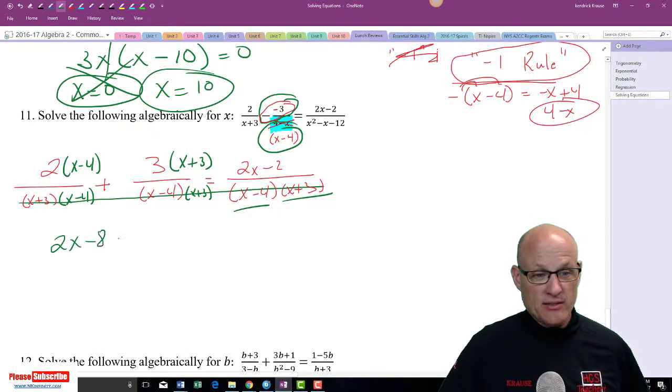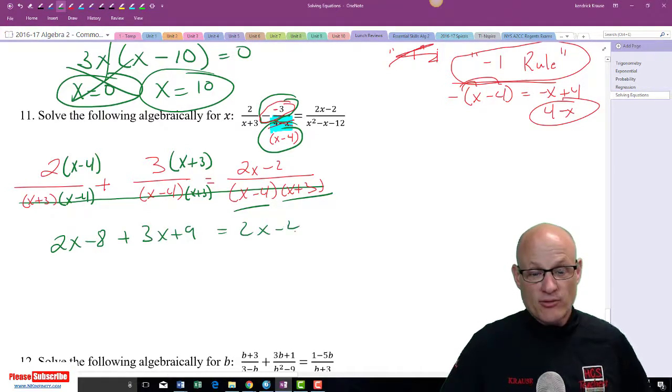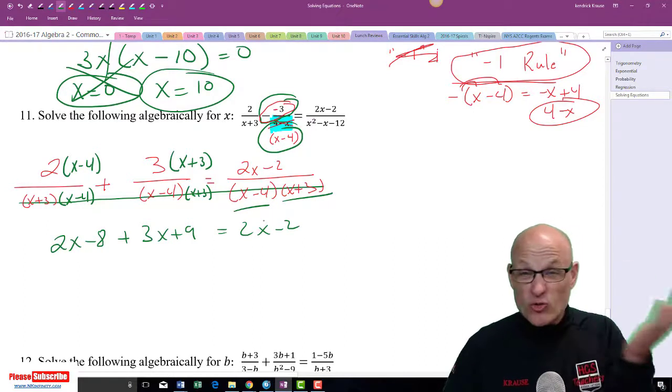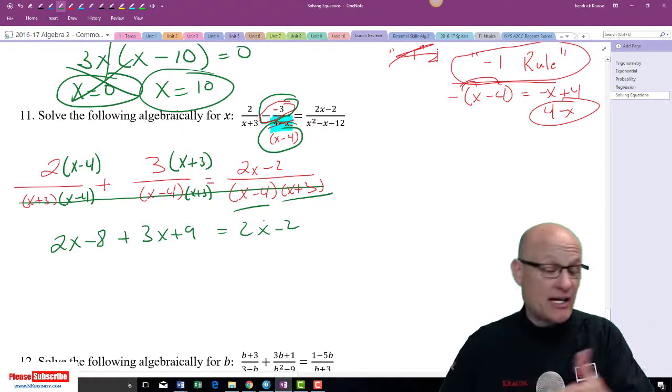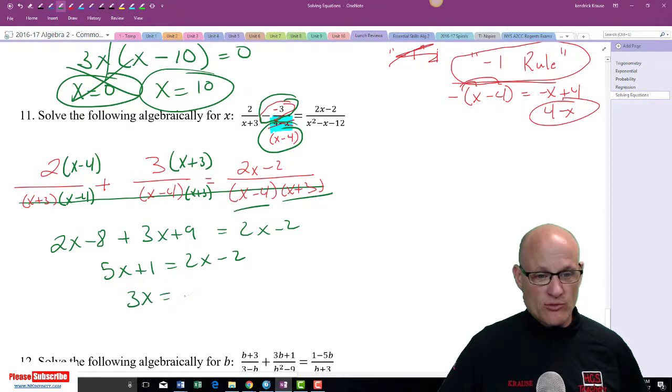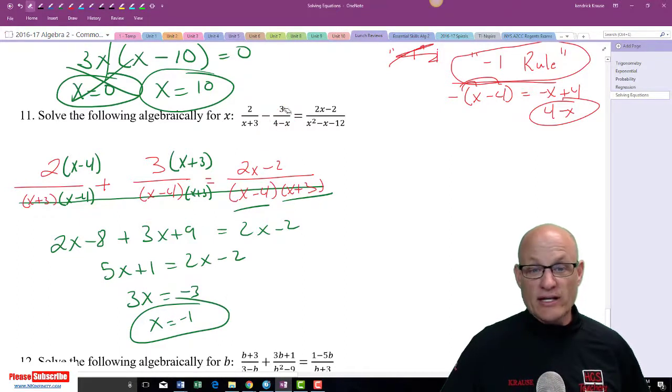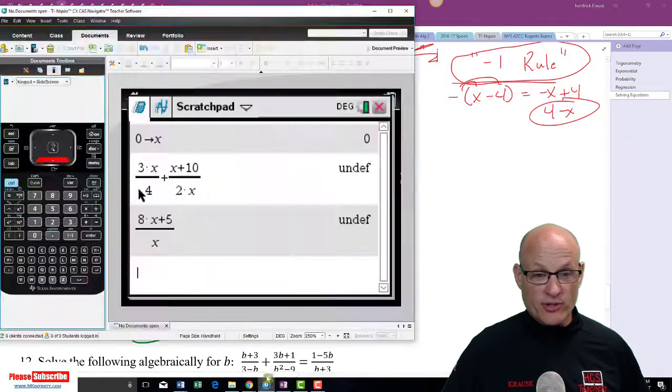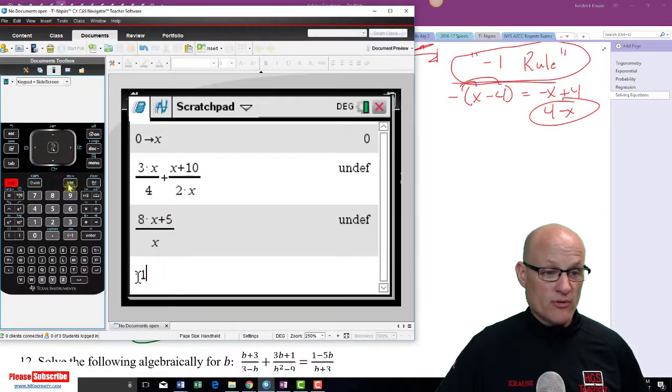2x minus 8 plus 3x plus 9 equals 2x minus 2. Now, there's no quadratic. There's no squared term, so the x's go to one side and the numbers go to the other. So we end up with 5x plus 1 equals 2x minus 2. Subtract that, I get 3x equals negative 3, or x equals negative 1. I have no idea if that's right, and I want to make sure I get the right answer to you, so let's check it. Negative 1, control var x.